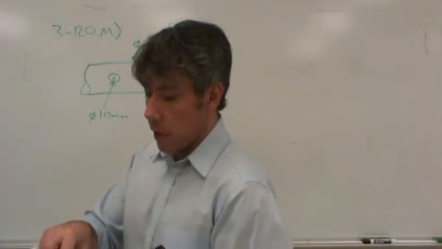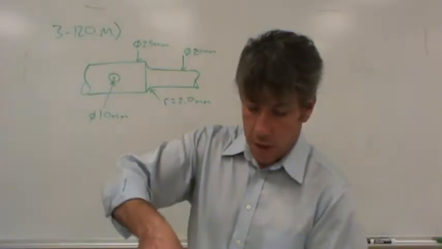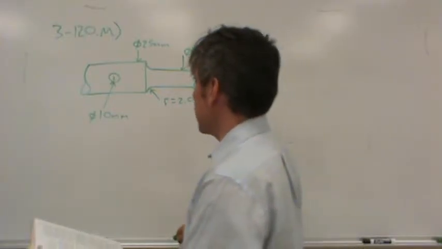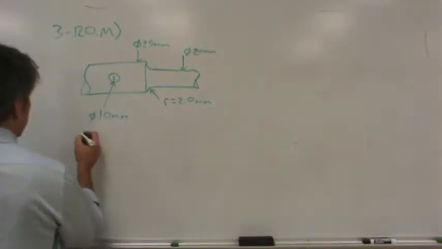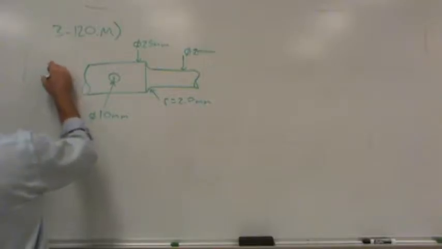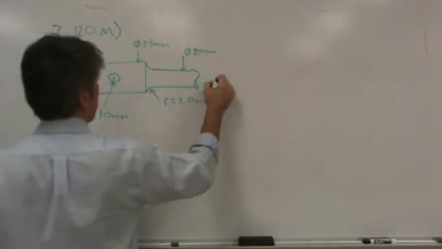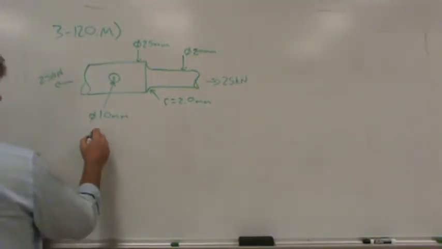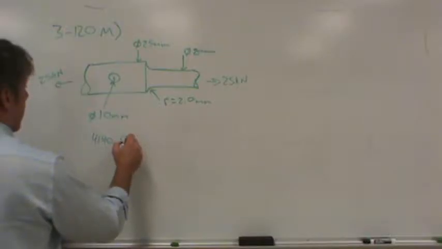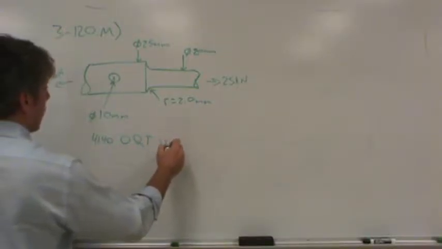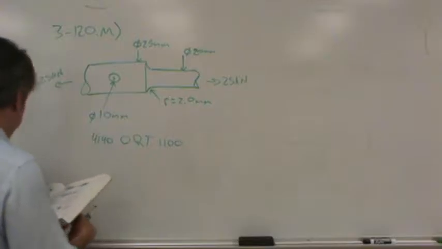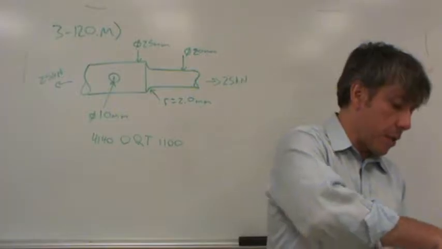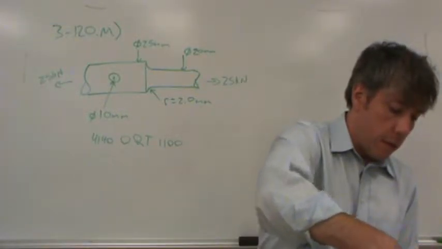So go to the back of your book, go to the stress concentration factors. Let me make just a couple notes. Go back to appendix 22 and I'll write down some more information. The force is 25 kilonewtons, and it's 4140 OQT 1100. That way we don't forget what material it is. Okay, so let's go to the stress concentration factors and find out the value of K's.